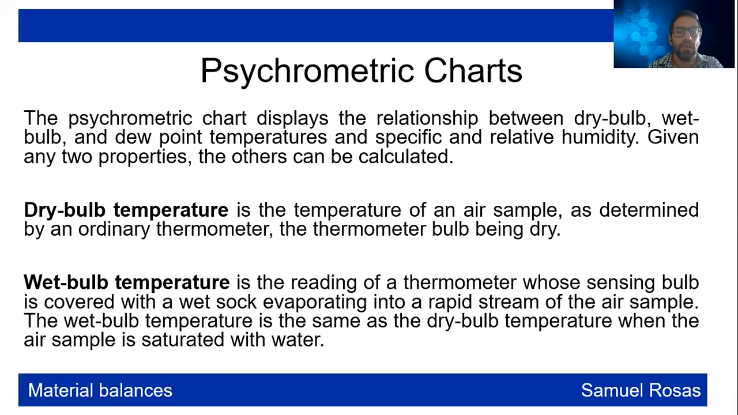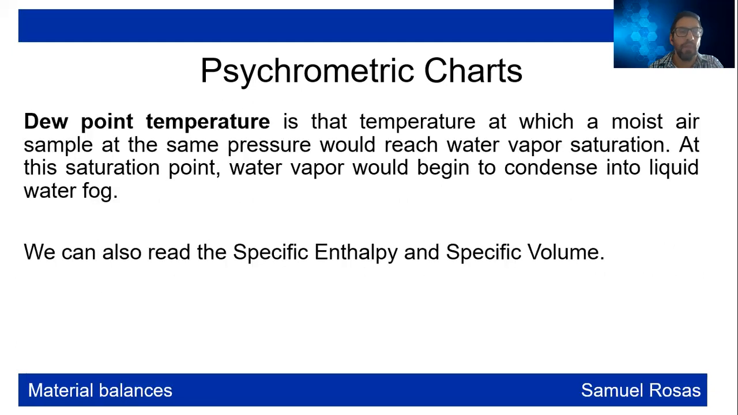And the dew point is the temperature, remember, at which the moist air sample at the same pressure would reach water vapor saturation. It is when water starts to condense, right? At this saturation point, water vapor starts to condense, so we can have some liquid fog. And we can also read from these psychrometric charts the specific enthalpy and the specific volume. The specific enthalpy is going to be very useful in energy balances, and the specific volume of the mixture.